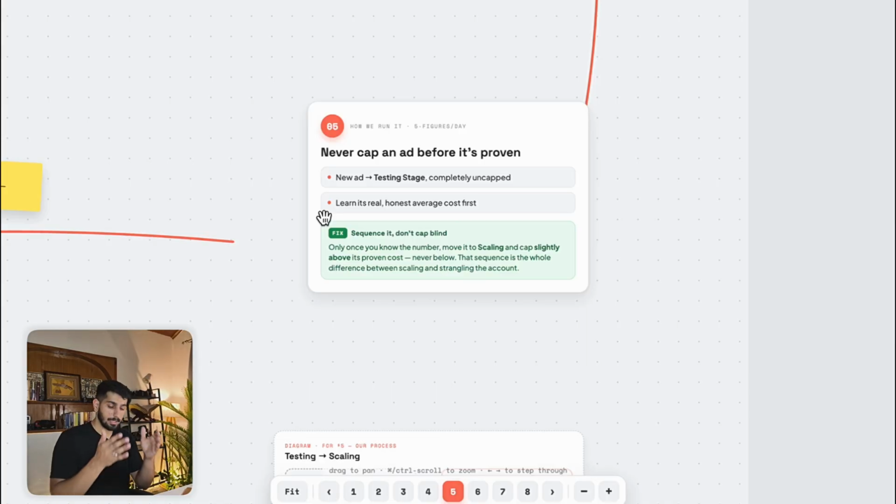Now, we have ad accounts spending multi-five figures a single day. And there's one rule that we follow and we never break. We never cap an ad before it's proven its real cost. And I'm going to delve deeper into it because this is very important for you to understand.